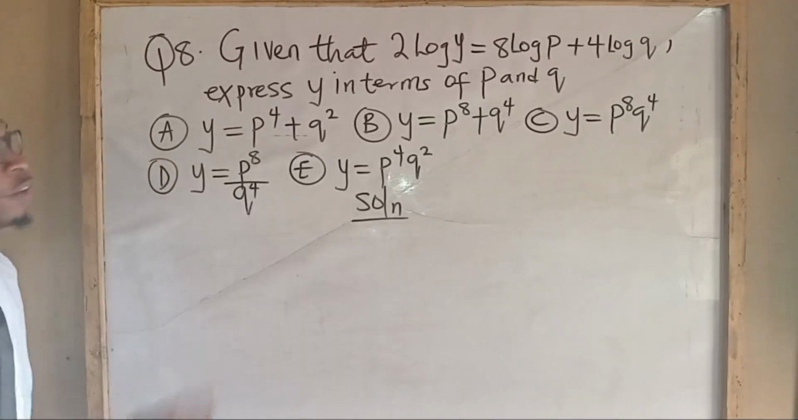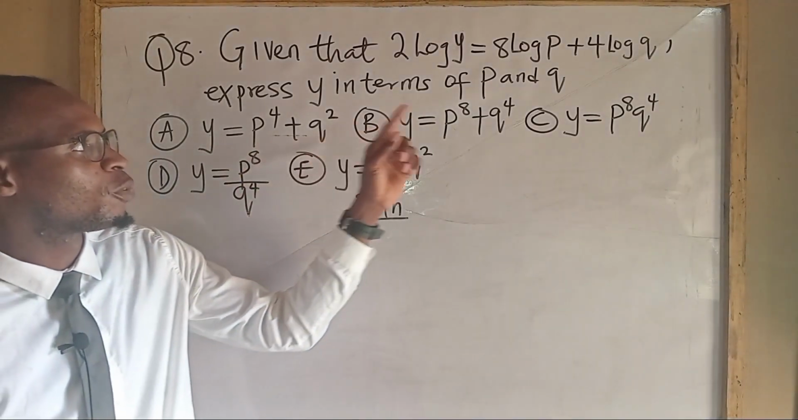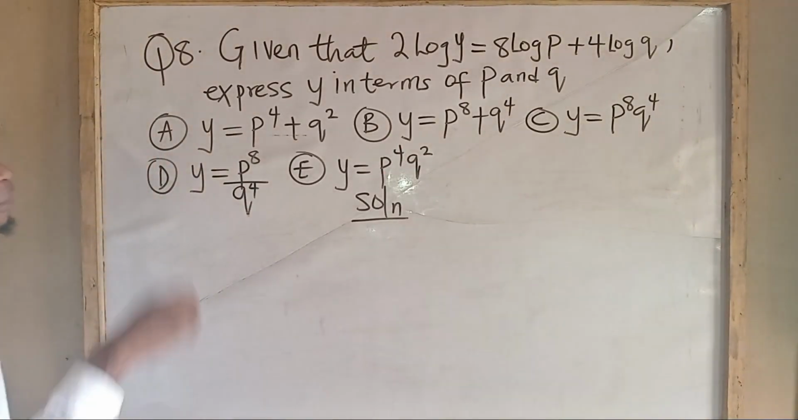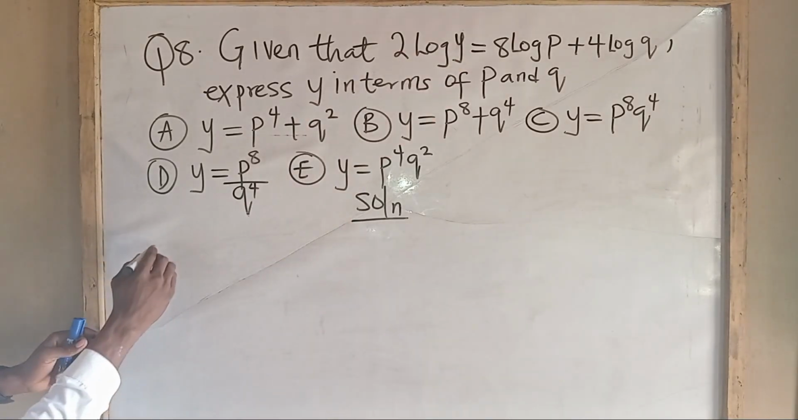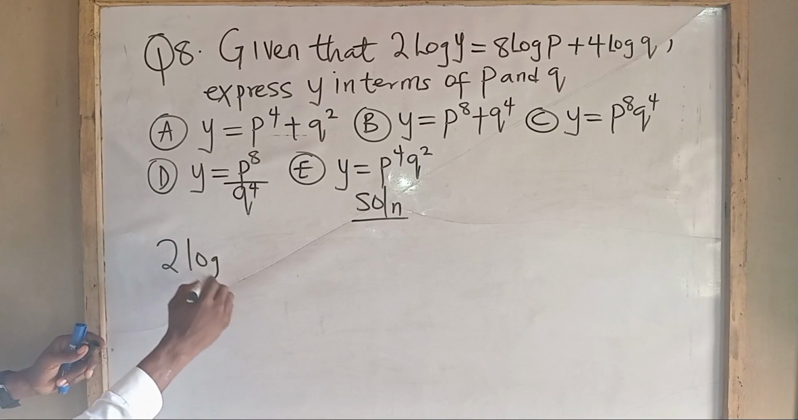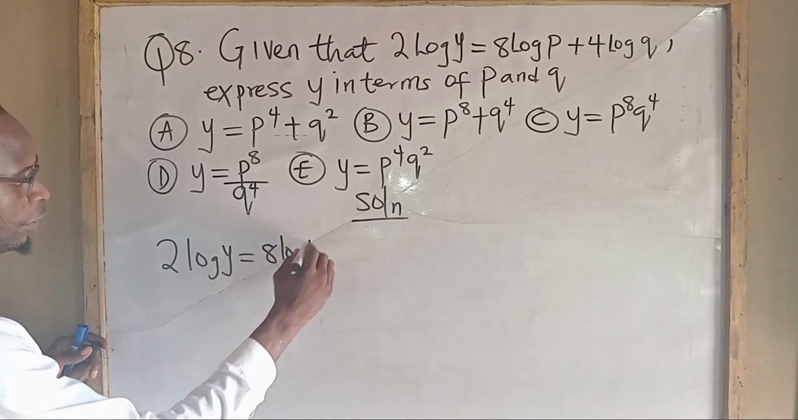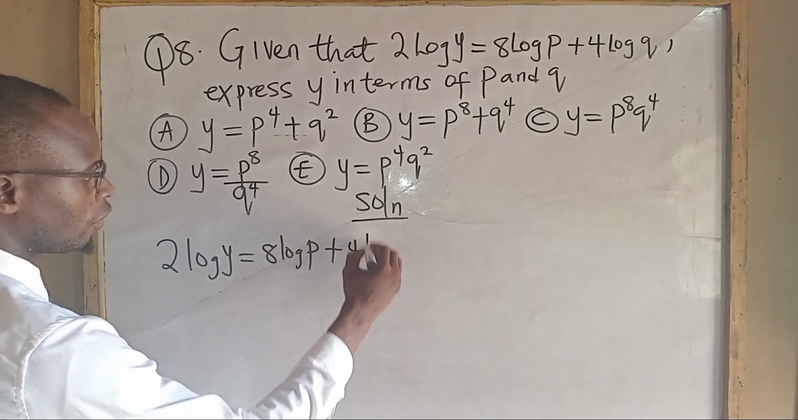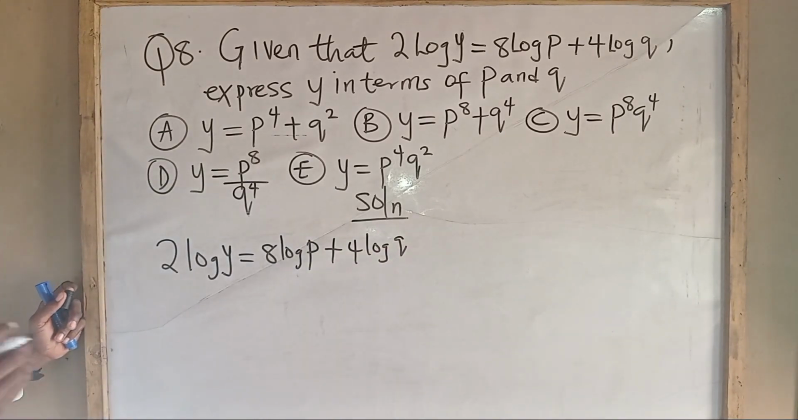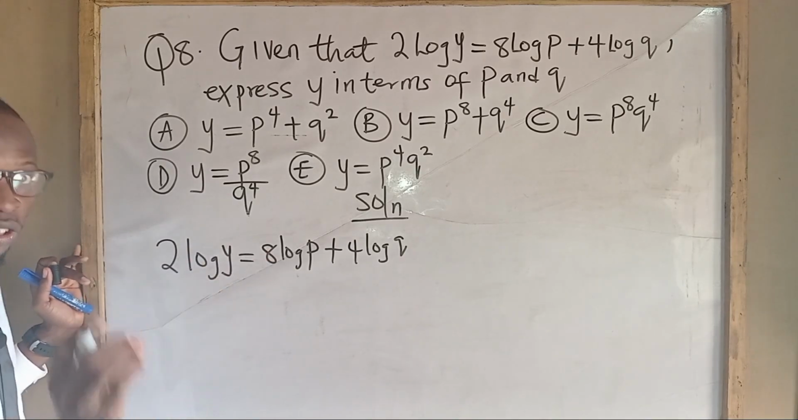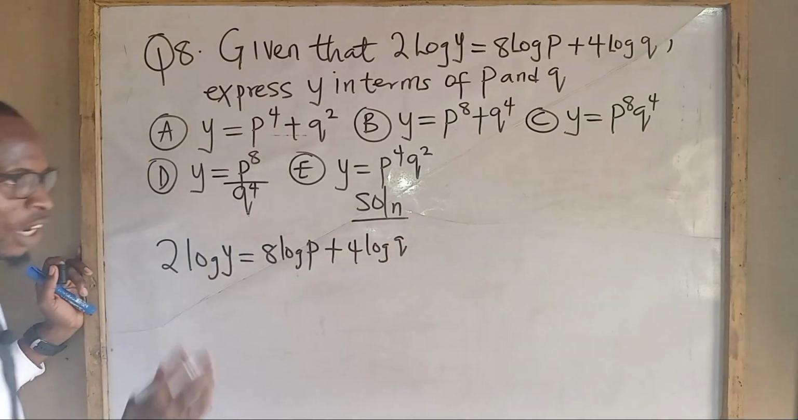Question 8. We have question 8 here. It says, given that 2 log y equals 8 log p plus 4 log q, express y in terms of p and q. So let me bring out the expression first. The expression is, we have 2 log y is equal to 8 log p plus 4 log q. So this is actually a change of subject or formula, but with an expression in logarithm. So the first thing you need to do is to change the form of this logarithm. How do we change the form?